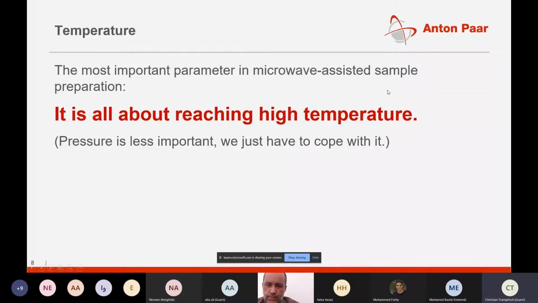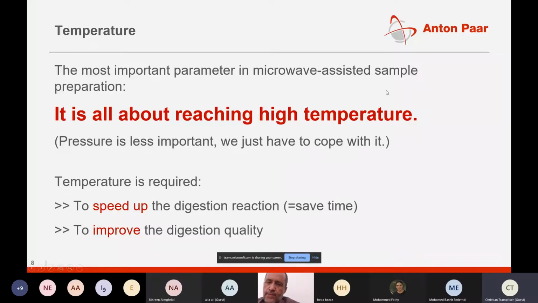It's about the temperature. We need the temperature for mainly two reasons. On the first hand, we have to speed up the digestion reaction. So it helps us to save time. We want to make it as quick as possible. And the second reason why we need temperature is to improve the digestion quality.